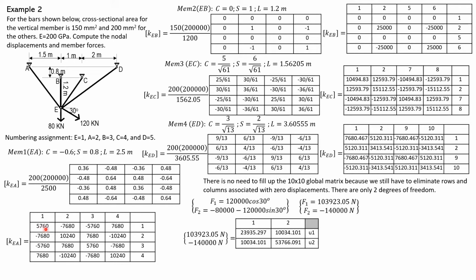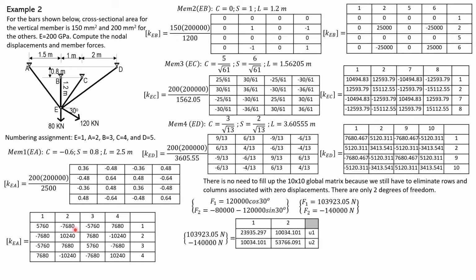So we have 5,760. And let's look for the others. We have 1, 1 here, 0, plus 0. We have 1, 1 here, 100. We have 10,494.83. Then we have another 1, 1 here, 7,680.467. So adding those, 5,760 plus 10,494.83 plus 7,680.467, we have 23,935.297.